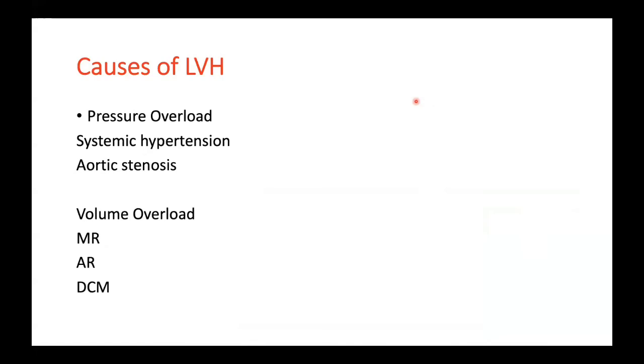You get deep Q waves in V5 V6 in volume overload, whereas in pressure overload, due to septal fibrosis, you do not get a Q wave in V5 V6. You get tall, positive T waves in V5 V6 in volume overload, and in pressure overload you get an inverted strain pattern. So these are some of the differences you should know to distinguish between pressure and volume overload. So I would like to conclude here.